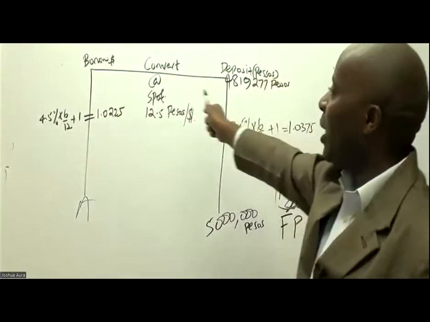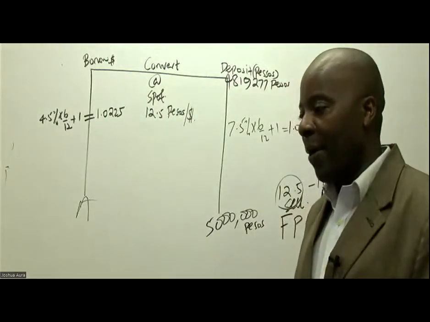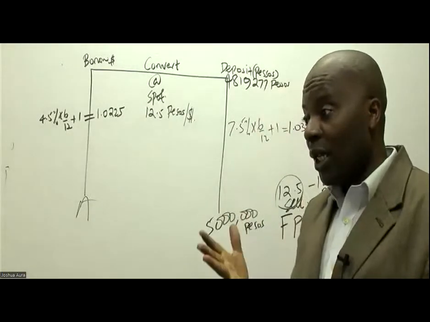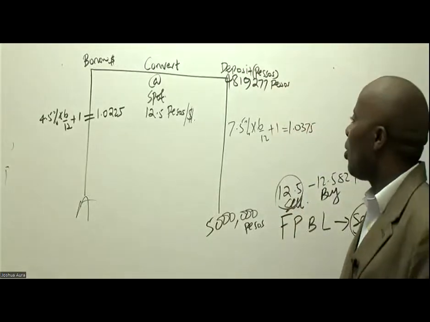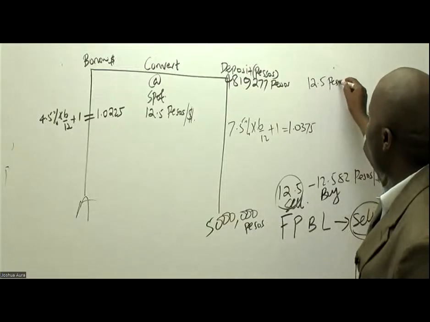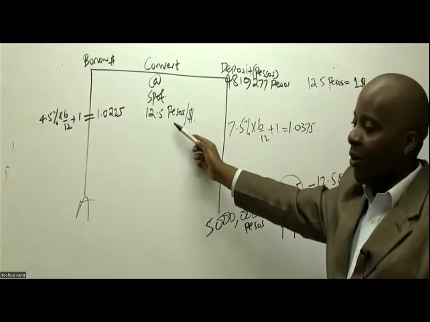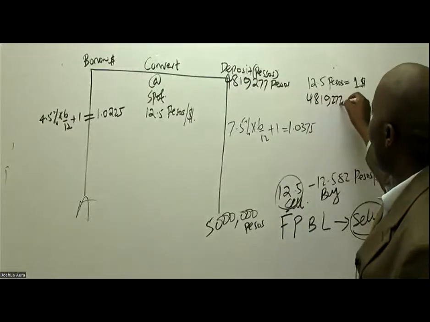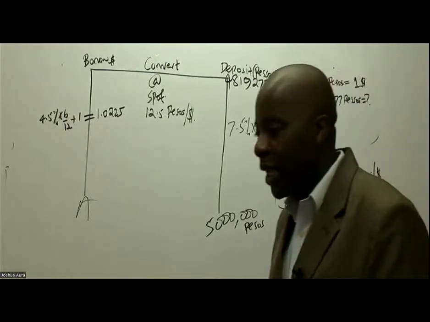Could you kindly exchange and tell me the dollars to write here? When you're exchanging, I would recommend you go the mother tongue way. We know that 12.5 pesos equals $1. This is the exchange rate given, right? So how about 4,819,277 pesos? How about this?